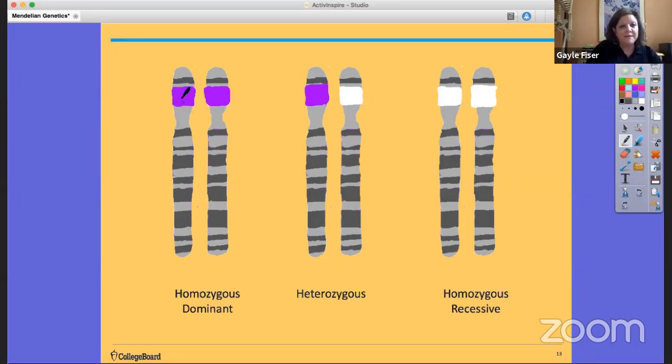We have a homozygous dominant. I'm going to change to D's, okay, because the P's are a little bit more difficult to keep up with. All right, so now we have 2 alleles that are dominant, and then we have a heterozygous, and then we have a homozygous recessive. I know you know that already.